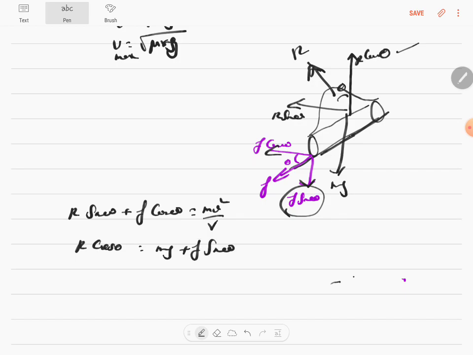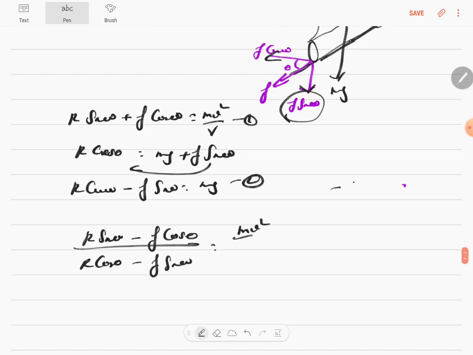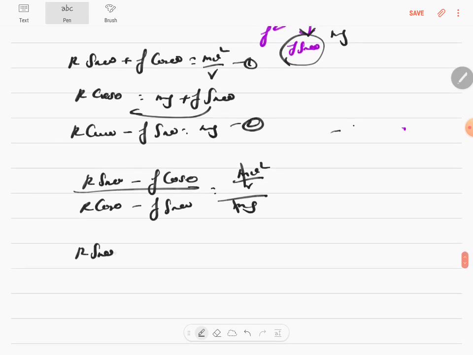So then you can move this to that side. You get R cos theta minus f sin theta is equal to mg. Mark this as 1. Mark this as 2. Divide 1 by 2. You get R sin theta plus f cos theta by R cos theta minus f sin theta is equal to mv square by r by mg, where m and m get cancelled. So R sin theta plus f cos theta by R cos theta minus f sin theta is equal to v square by rg.